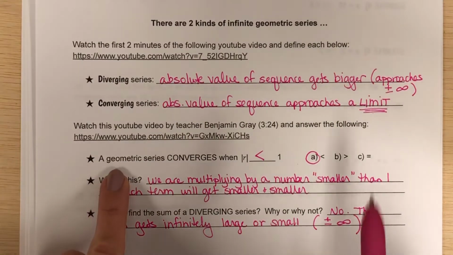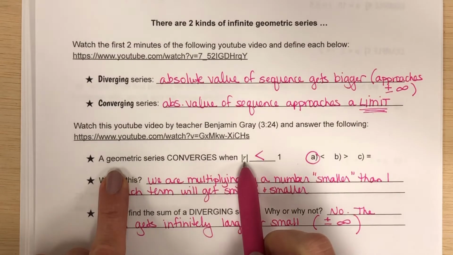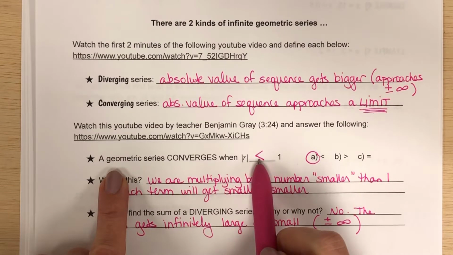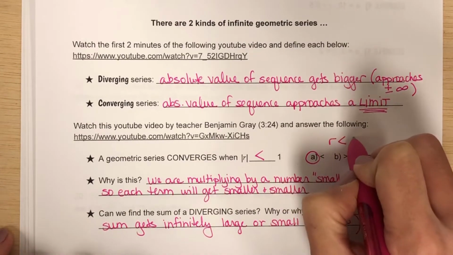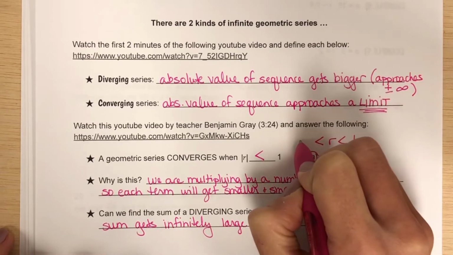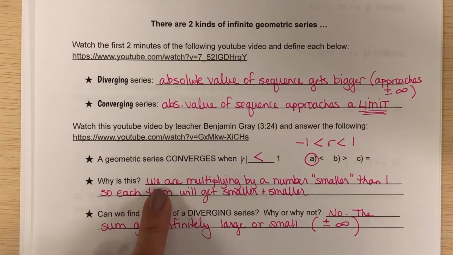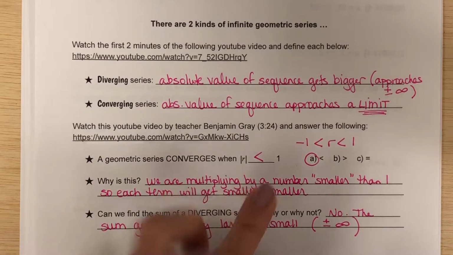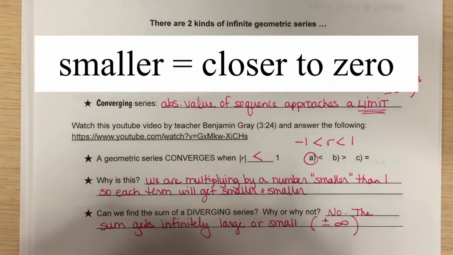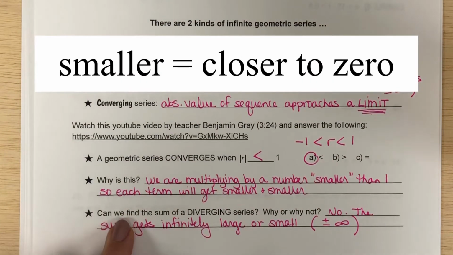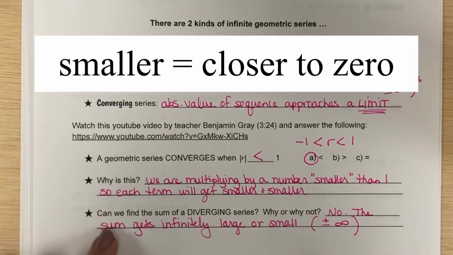So a geometric series converges when the absolute value of the ratio is less than 1. And that just means that the ratio has to be smaller than 1, but bigger than -1. Why is this? We're multiplying each term by a number that's smaller than 1. And so each term is going to get smaller and smaller, tiny little terms, until eventually they're so infinitesimally small that they really don't matter anymore.